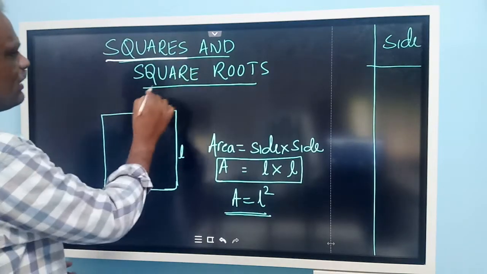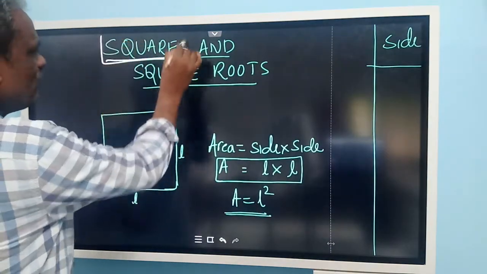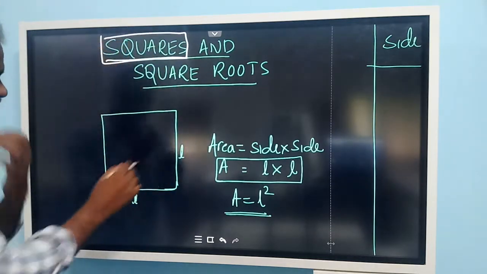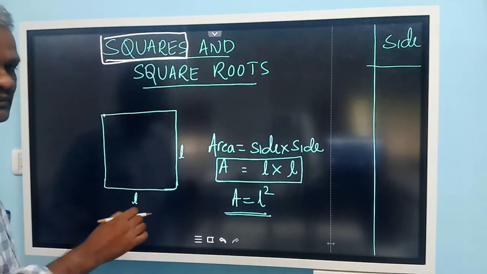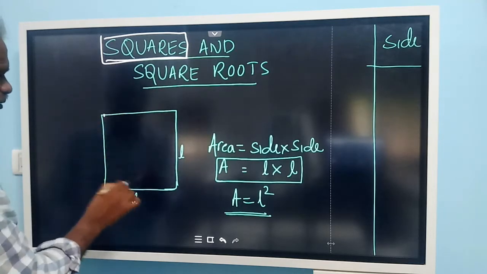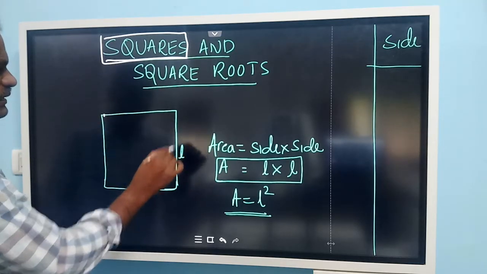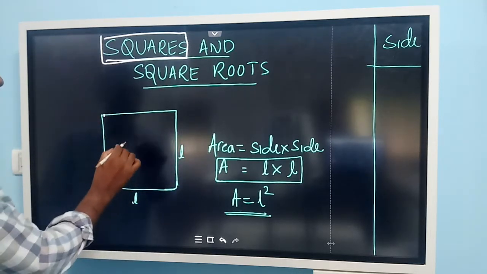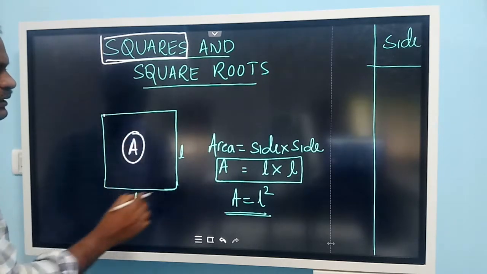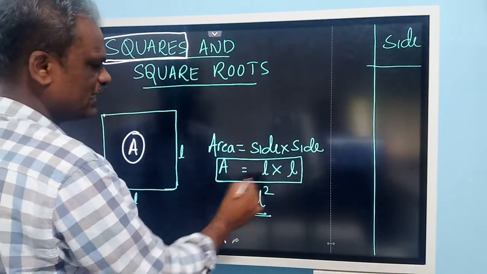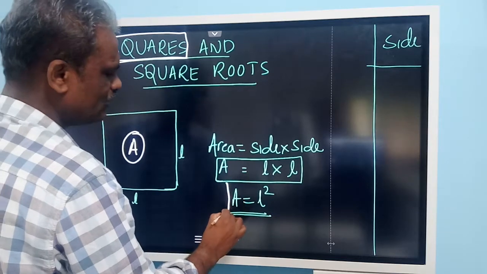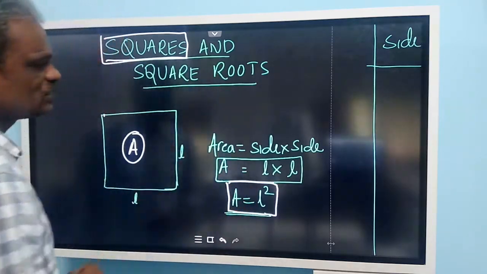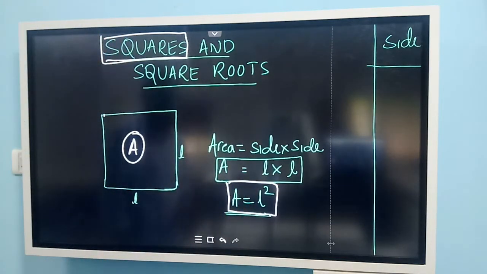Before we go to the square roots, let us understand what is the square. Here we have a diagram of a square. The property of the square is that all the edges are equal. So if this is L, this is also L, this is also L. What is the area? If I ask you to find out the area, it will be equal to side into side, L square. So side into side gives you the area of this square.